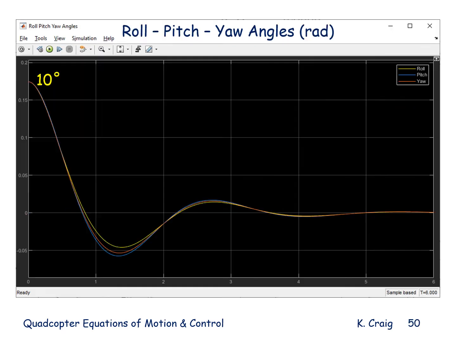This graph shows the roll, pitch, and yaw angles in radians. The starting point, the initial condition for the three angles, is 10 degrees, shown here in radians, and the final desired position under PD control is 0 degrees, and you see that all three angles reach 0 degrees in the 6 seconds of the simulation. This is the transient response for the orientation angles, roll, pitch, and yaw.